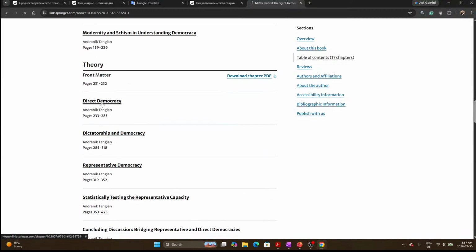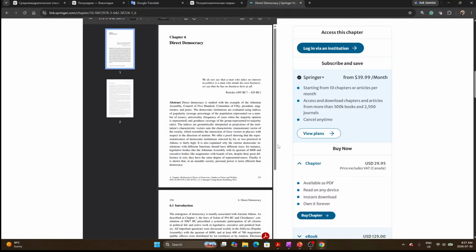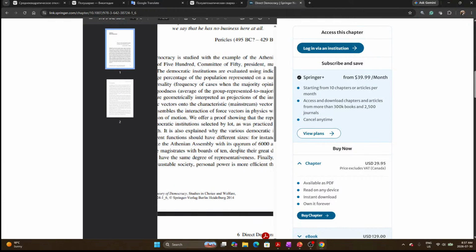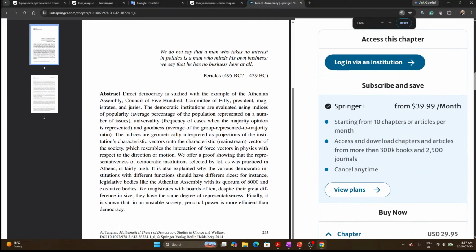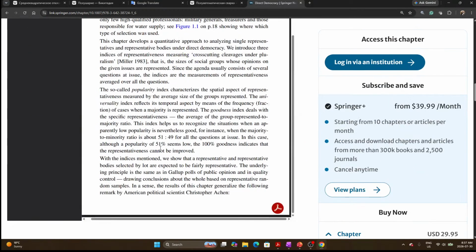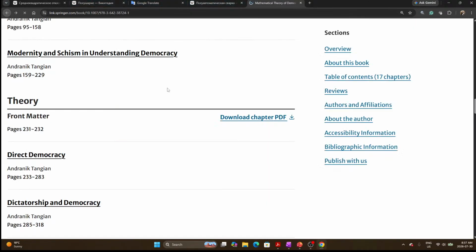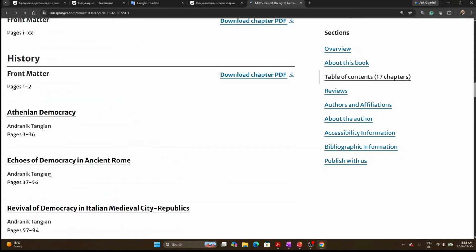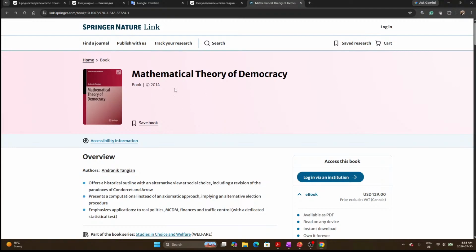Theory, direct democracy. Is there a preview for that? Hang on. Maybe zoom in this way. No, I want to see the math, man. I want to see the math. Anyway, if you're interested in mathematics of social science, go check out this book, Mathematical Theory of Democracy. I believe written by a Russian scientist, actually.